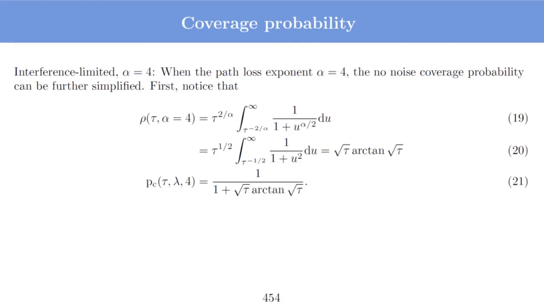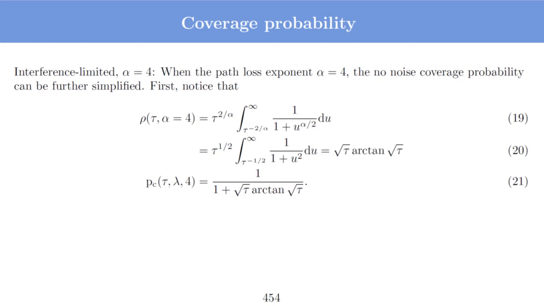Now just for a specific case, we put alpha equal to 4. In that case, rho(tau, alpha) can be computed from the definition of rho, tau to the 2 by alpha, which is 2 by 4, integration from tau to the power minus 2 by alpha, which is tau to the power minus 1 by 2, to infinity, 1 upon 1 plus u to the power alpha by 2, which will become 2, du. Now 1 upon 1 plus u square du is a very standard form and can be computed by substitution of tan theta. So you will get the final answer as square root of tau into tan inverse of square root of tau.